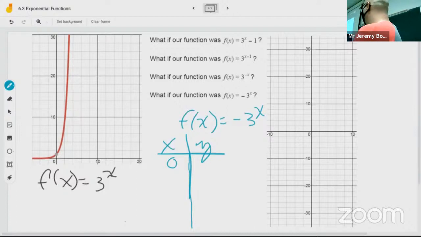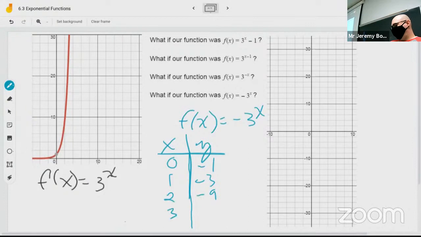The 3 raised to the 0 is going to be 1, and we're going to negate it. So it's going to be negative 1. Right? If I do a 1, y is going to be negative 3. Do a 2, negative 9. Do a 3, negative 27.